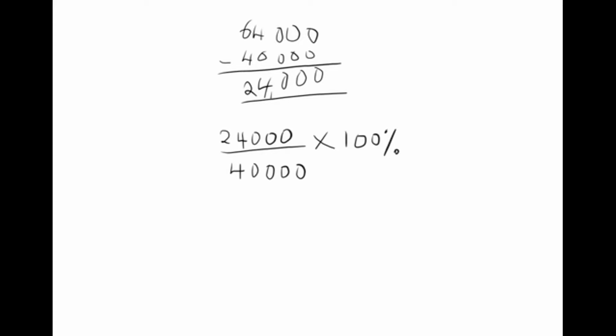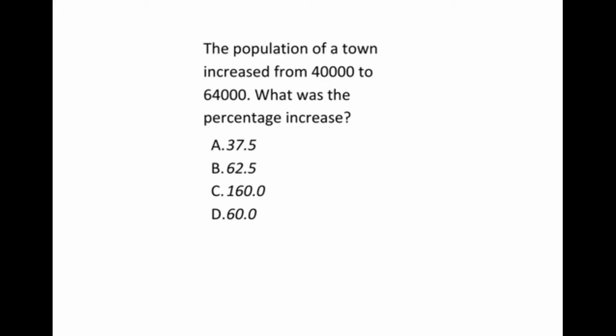Then we can divide these 3 zeros with these 3 zeros. Then this 0, let it cancel with this 0 here. Then from there we can further simplify by 4. 4 divided by 4, we get 1. 24 divided by 4, we get 6. Therefore, we multiply 6 times 10. This will give us 60%. Therefore, the percentage increase is 60%. Therefore, our correct choice is D, which is 60.